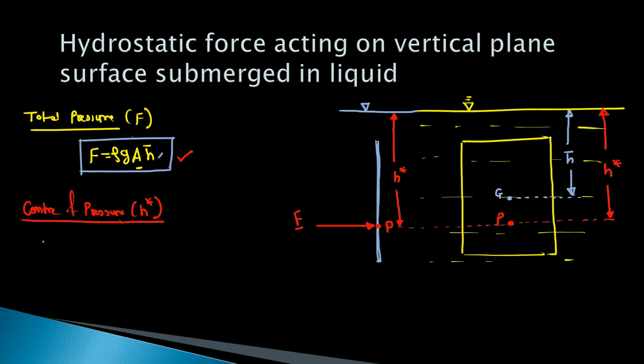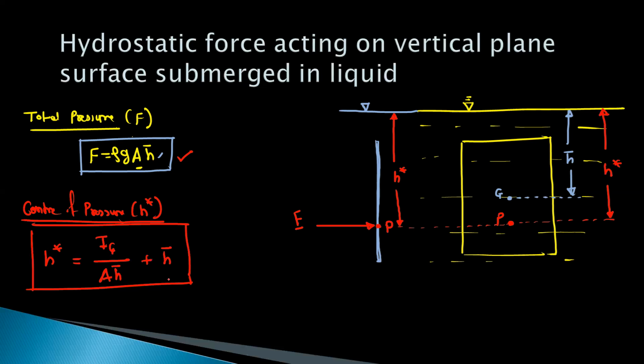So we can find out the H star by using this formula, which is equal to Ig upon A H bar plus H bar. Okay. So here in this formula, this Ig is the area moment of inertia of this rectangular surface or any other surface about its center of gravity. Okay, so right now this is a rectangle. So in the last lecture, I have shown different areas and their moment of inertia about the center of gravity.